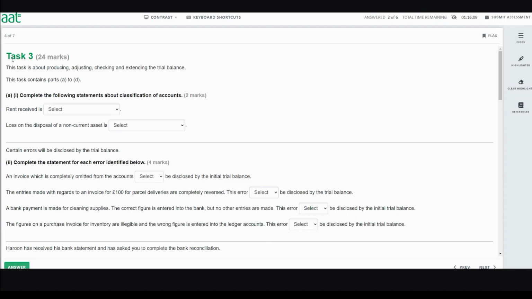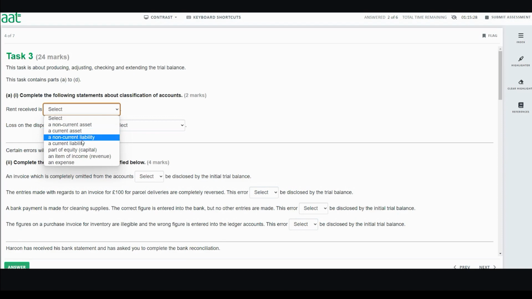So what we're going to do is complete the following statement about classification of accounts for A.1. Rent received is, and then you've got to choose from the drop down menu. Well, rent received is money that we're gaining, so it's something coming into the business. It can't be a non-current asset, because that's motor vehicle, land, etc. Current assets are your inventory, your bank account if it's positive, petty cash, trade receivables.